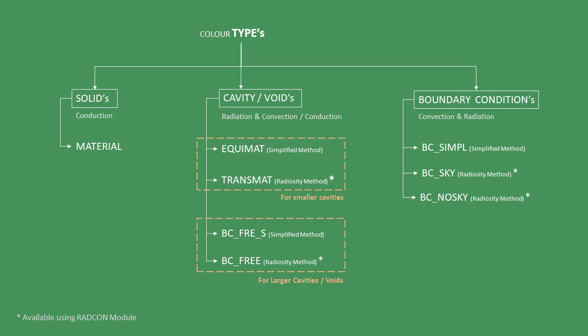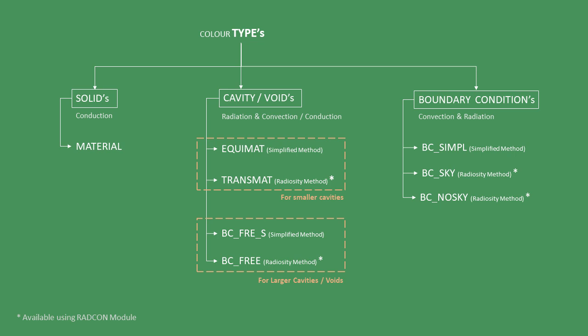Material under color type is used to define the conductive medium. In most cases, we input solid materials in the layer stratigraphy as a material. Whereas cavities or boundary conditions have convection and radiation as primary heat transfer mechanisms. We will discuss later in this video what the simplified method and the radiosity method are. We will now zoom in on each available Physibel type in relation to the Colors window.